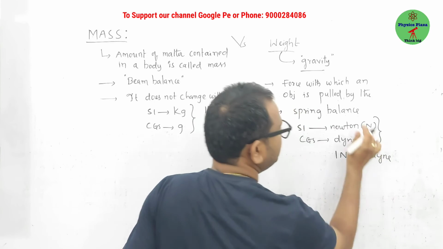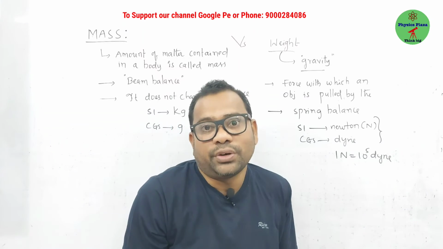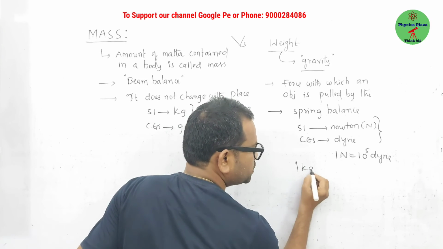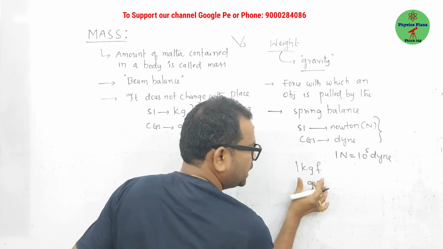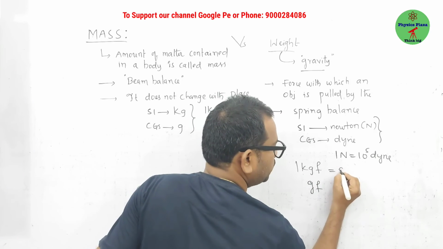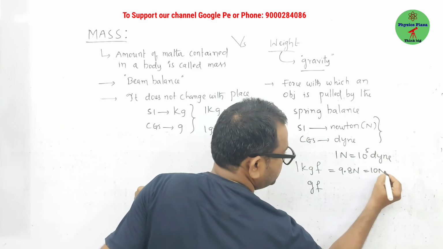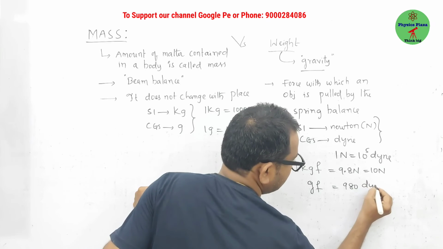Dear children, other than this, we have gravitational units. In gravitational units we have kgf, also a unit of weight, and gram force. Kgf means kilogram force, and there is gram force. Dear children, 1 kilogram force is equal to 9.8 newtons. Approximately we can take it as 10 newtons. 1 gram force is equal to 980 dynes.